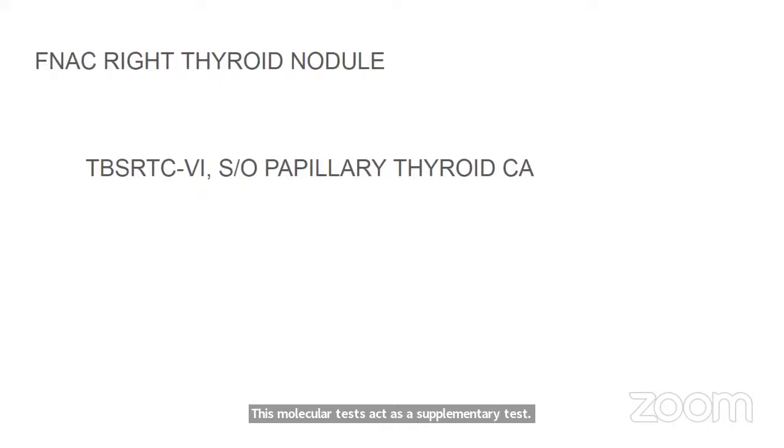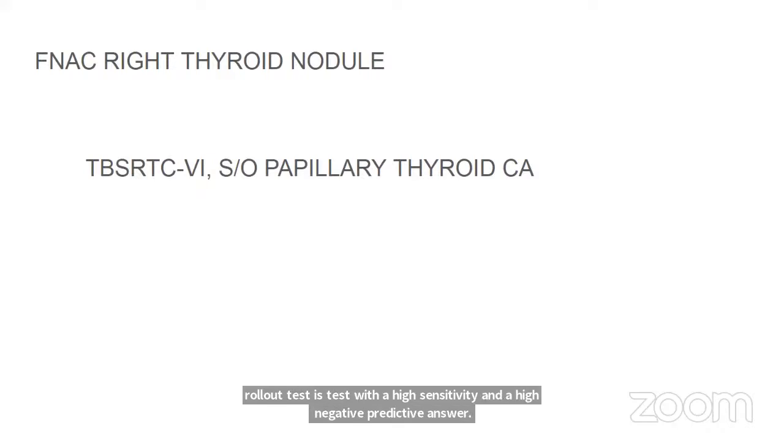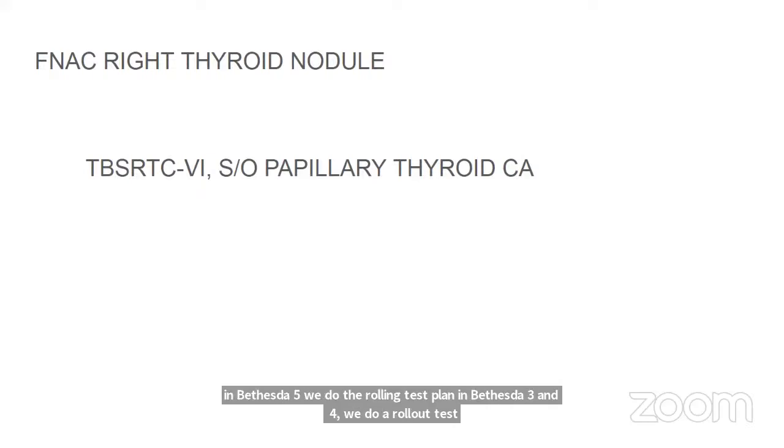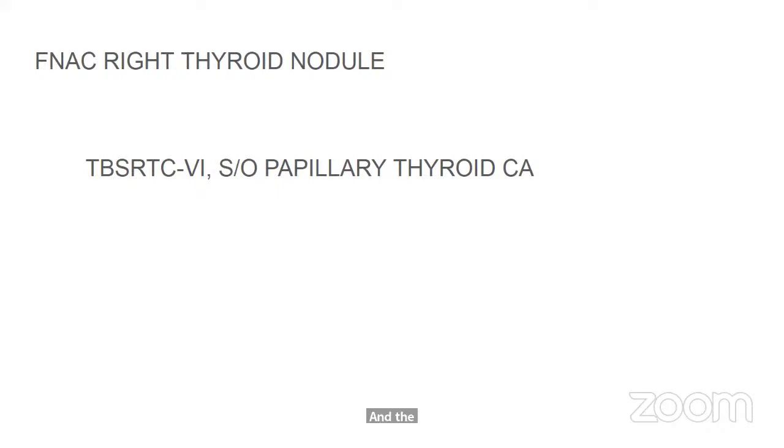risk. So there are rule in and rule out tests. Rule in test is the test with a high specificity and high positive predictive value, while rule out test is a test with a high sensitivity and a high negative predictive value. When the test is positive, it rules in disease, and when the test is negative, it rules out disease. Commonly in Bethesda 5, we do a rule in test, and in Bethesda 3 and 4, we do a rule out test. ThyroSeq and ThyGenX are rule in tests, while Afirma is a rule out test. ThyraMIR is both rule in and rule out test.